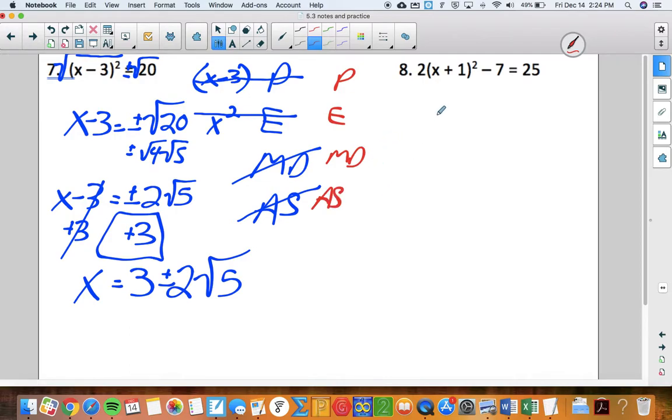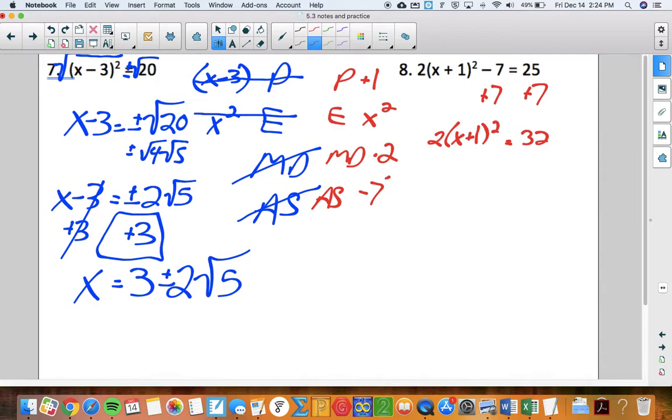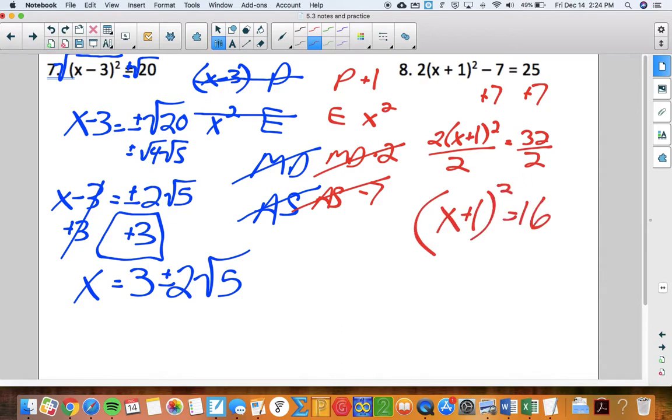What's being done to x? Outside of the parentheses, it's getting subtracted by 7. It's also getting multiplied by 2. It's also getting squared. And it's also getting added to by 1 in the parentheses. So I'm going to undo subtracting 7 first by adding 7. So I get 2 times x plus 1 quantity squared equals 32. Next, I'm going to undo multiplication or division by dividing by 2. So I get x plus 1 squared equals 16.